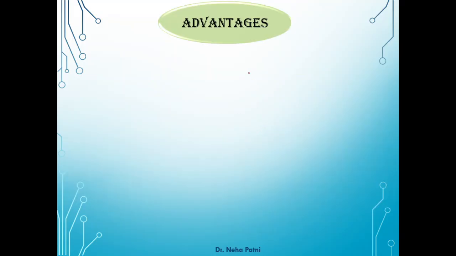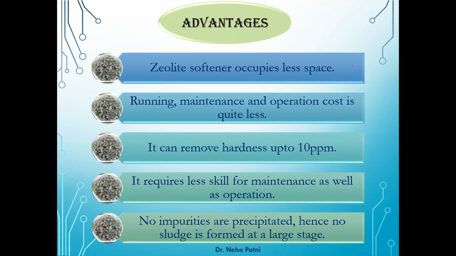Now coming to the advantages, the zeolite softener occupies very little space. The advantages I am going to discuss are in comparison to other processes like the lime soda process or the ion exchange process of water softening. Here it occupies less space because a single container is used. Overall running, maintenance and operation cost is comparatively less. It can remove hardness up to 10 ppm, which you can call residual hardness. That means some hardness is left in the water, which is around 10 ppm.